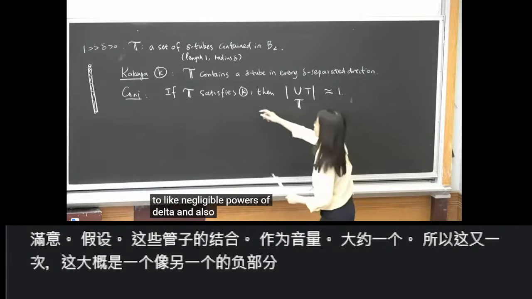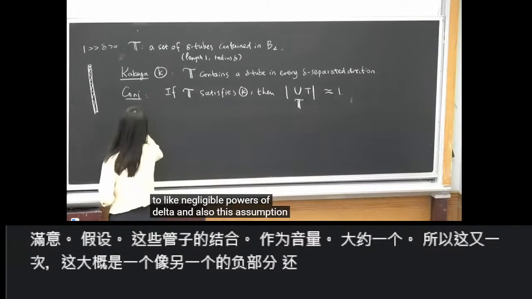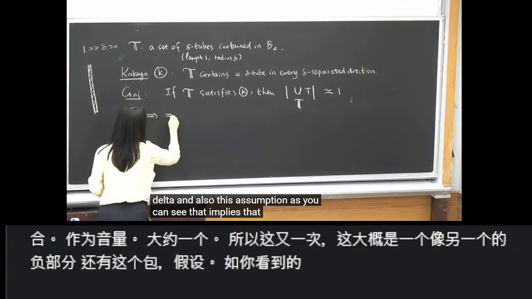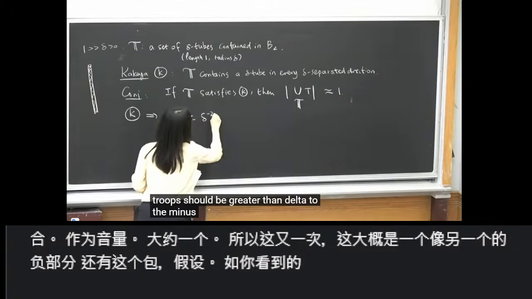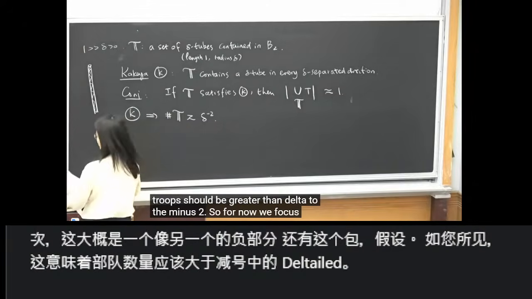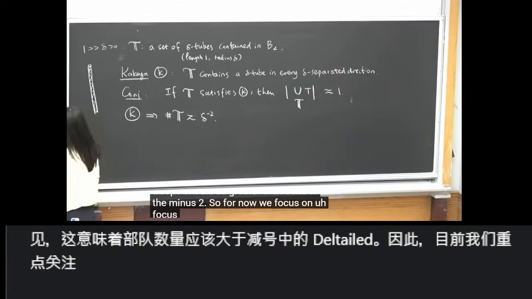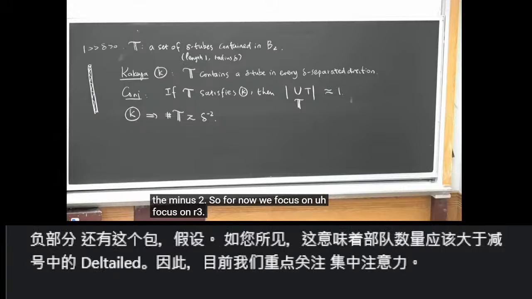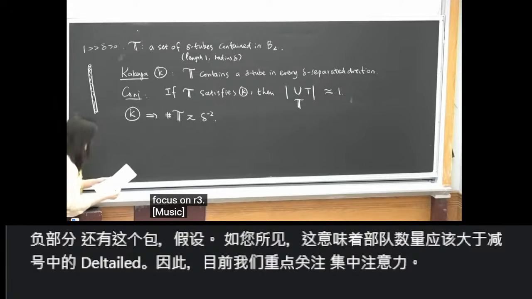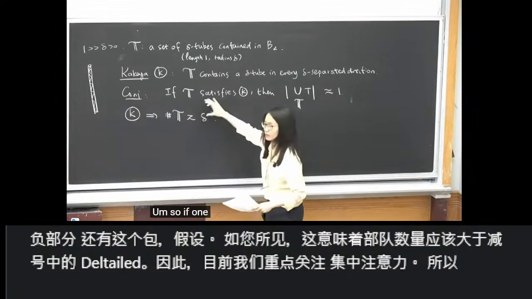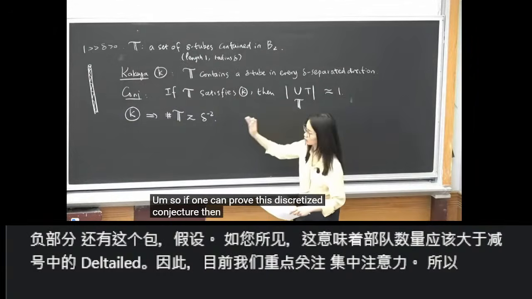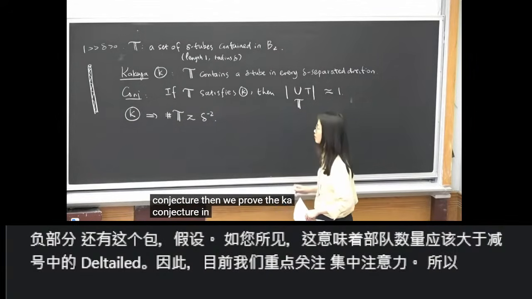Also this Kakeya assumption, as you can see, implies that the number of tubes should be greater than delta to the minus 2. For now, we focus on R^3. If one can prove this discretized conjecture, then we prove the Kakeya conjecture in R^3.